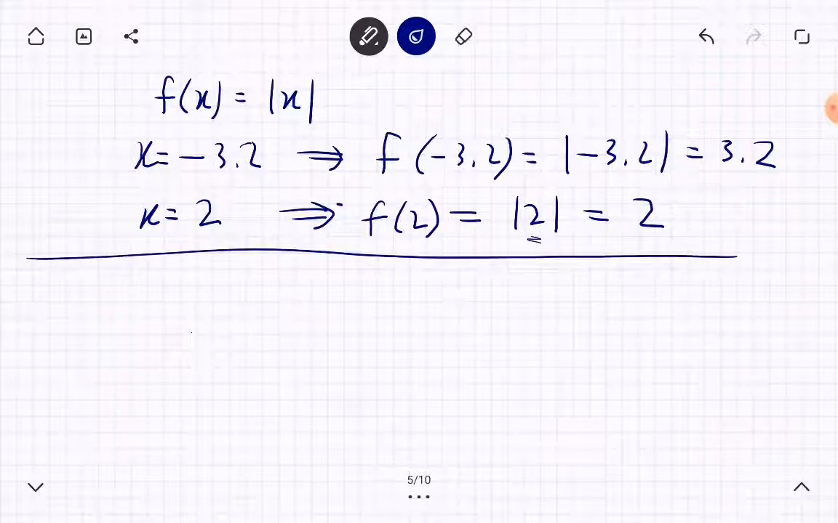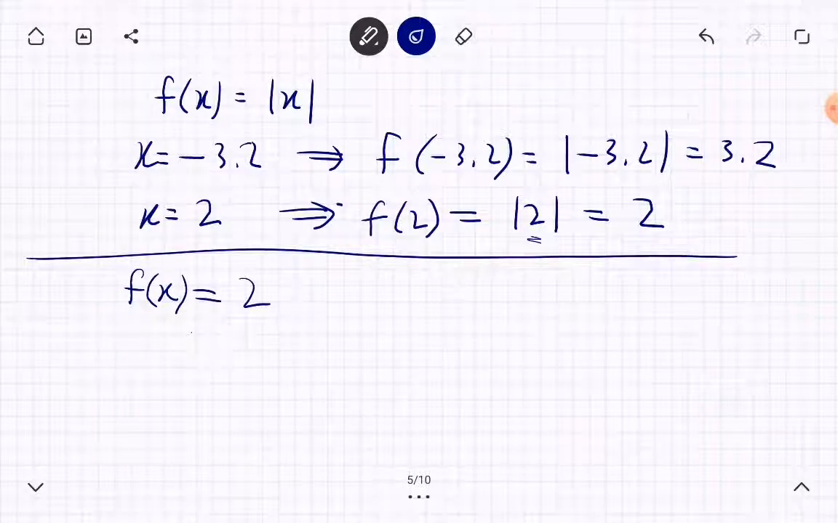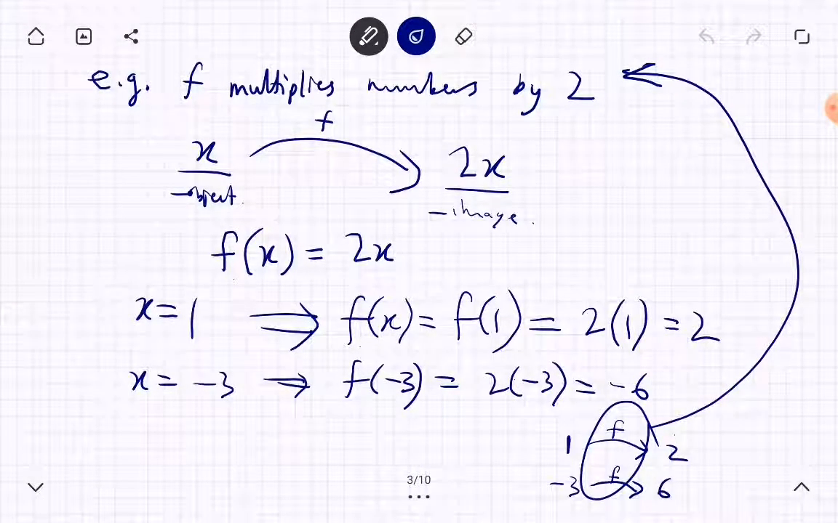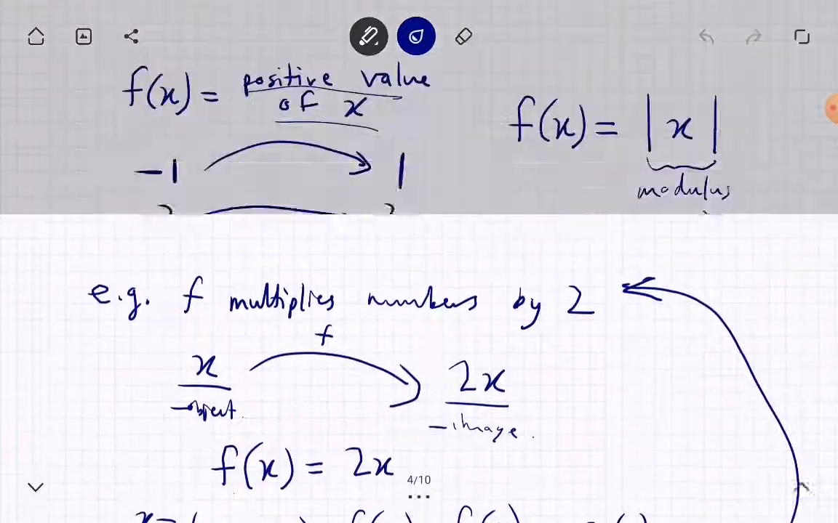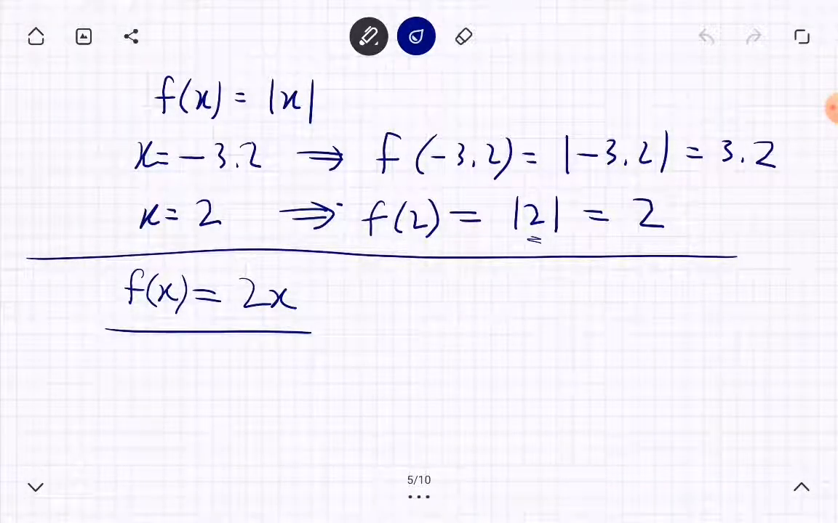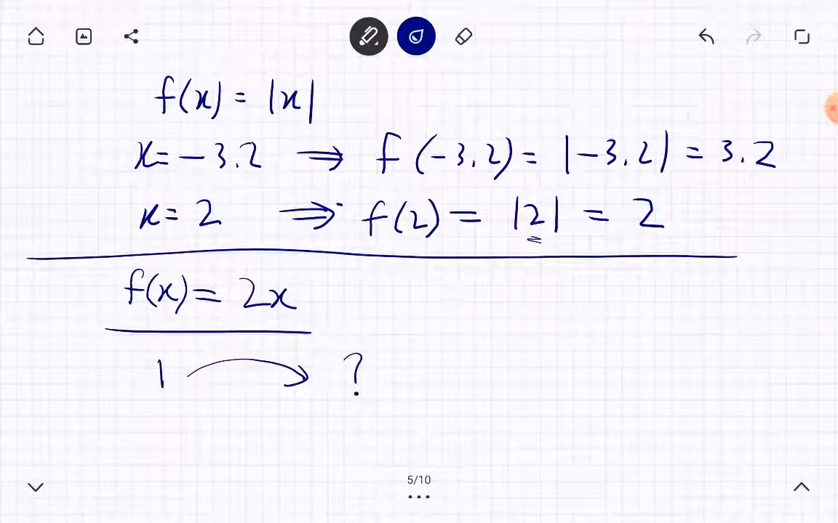Okay, now let's do a reverse example. Initially we looked at this function f(x) equals 2x, right? So let's take that function now. f(x) equals 2x. Initially I gave you a number, I gave 1 and negative 3. So let's just take 1. I gave the number 1, and then I asked you what is the output.